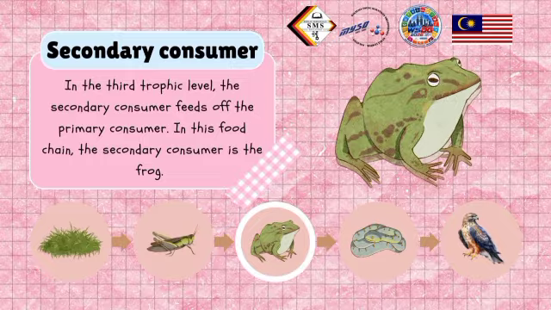The grasshopper is the primary consumer because it eats the grass. And here, the secondary consumer is the frog because the frog eats the grasshopper. So, the frog in the third level does not eat plants. It eats other animals that eat plants. To conclude, a secondary consumer is an animal that eats primary consumers. In this example, the frog is the secondary consumer.